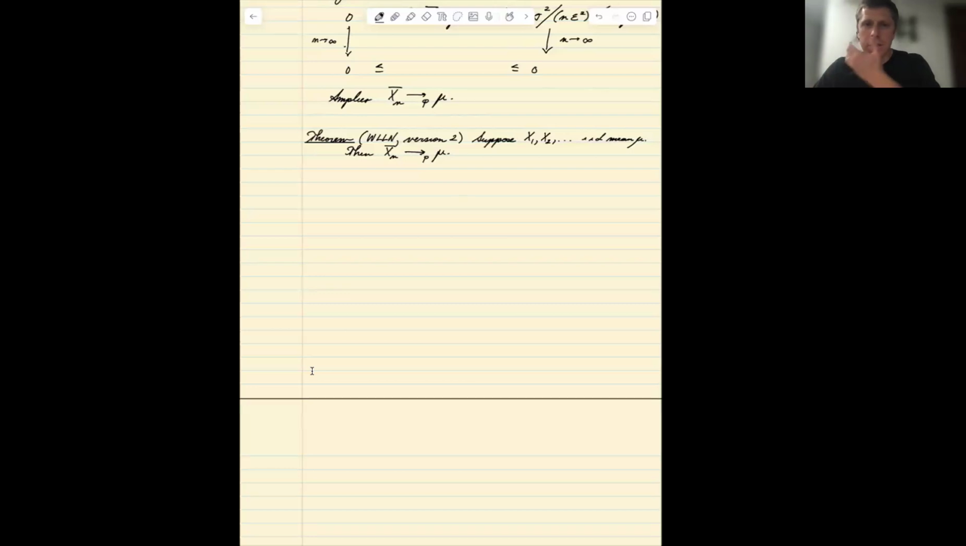How do we prove this? Okay, so the proof requires a different technique now. The technique that we need is the moment generating function, actually.